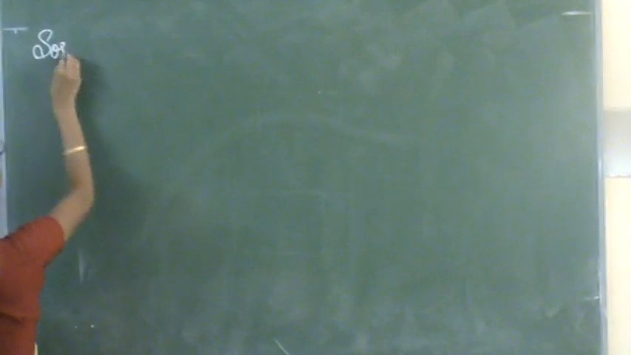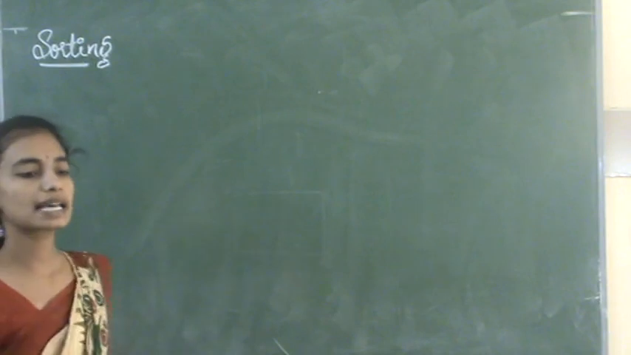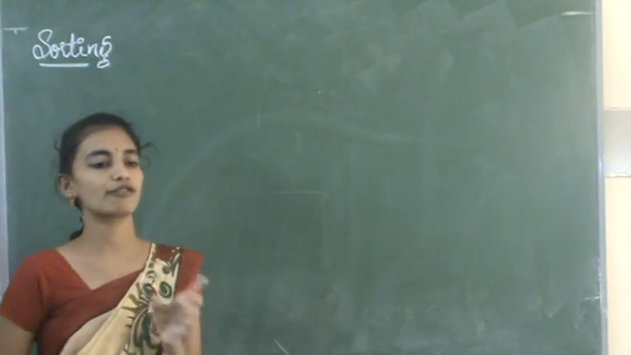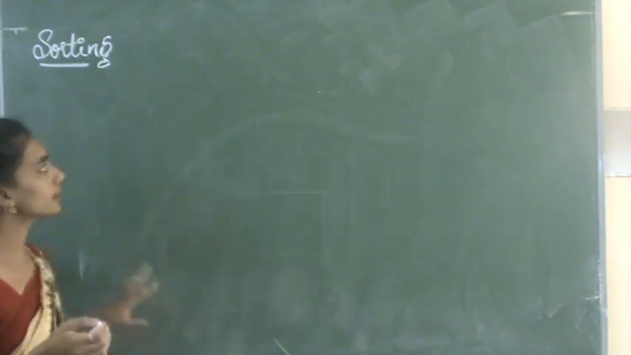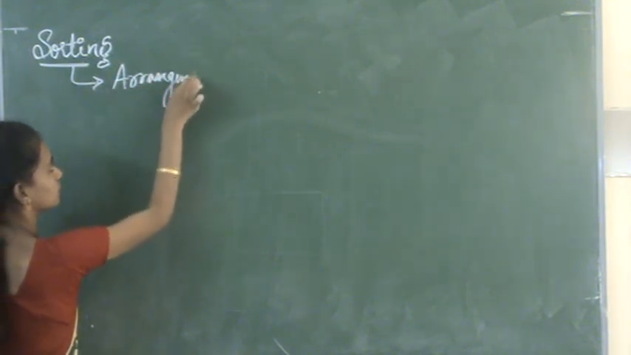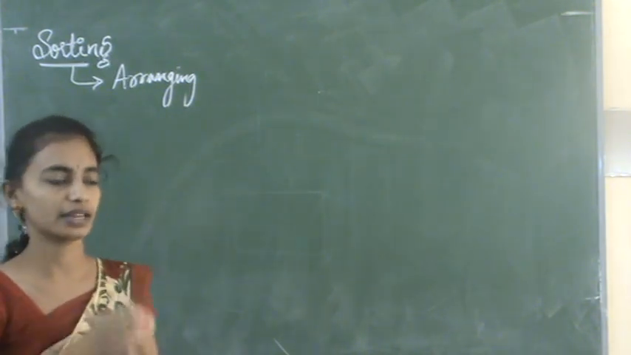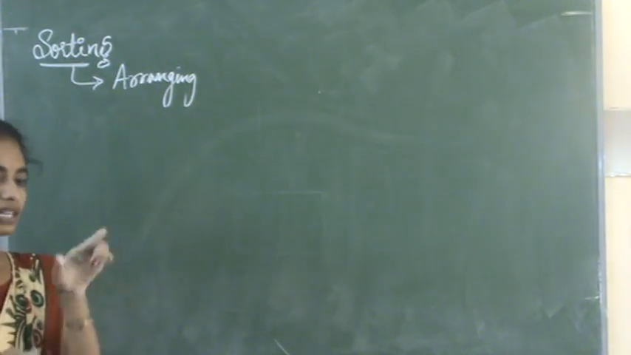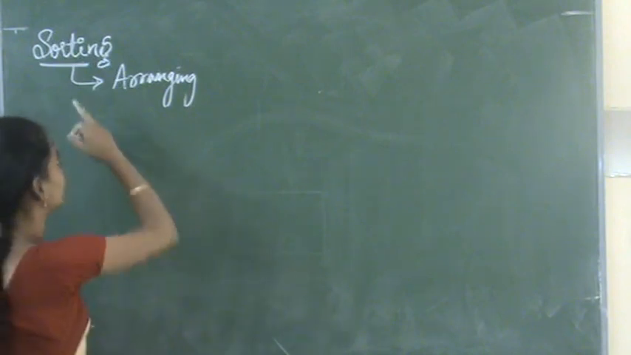What is meant by sorting? Sorting means arranging the elements of an array in some order. Either it may be ascending order or descending order. So arranging the elements of an array, either in ascending order or descending order, we call it sorting.